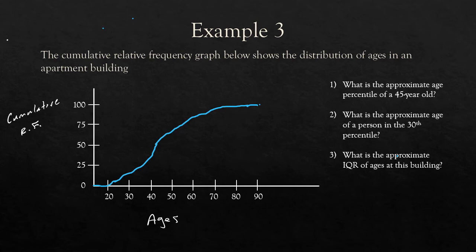Okay, so what is the approximate percentile of a 45-year-old? The way I'm going to do that is I'm going to go to the age axis and I'm going to locate 45, and I'm just going to draw a little line going up there. And then when I get to the graph, so like right there, I'm going to cut across to the left to the y-axis, and I'm going to see that looks like approximately the 60th percentile.